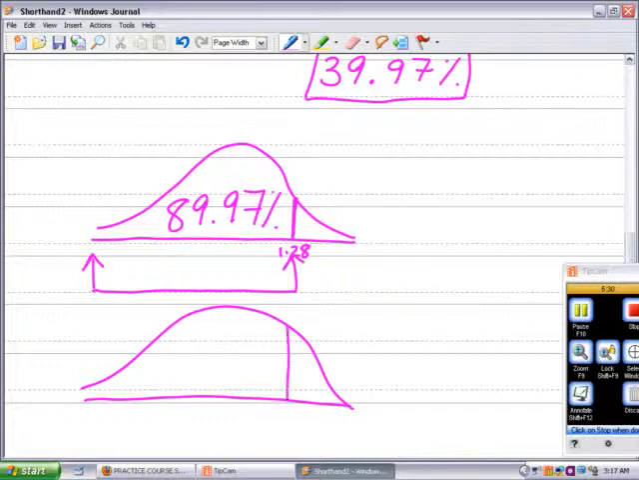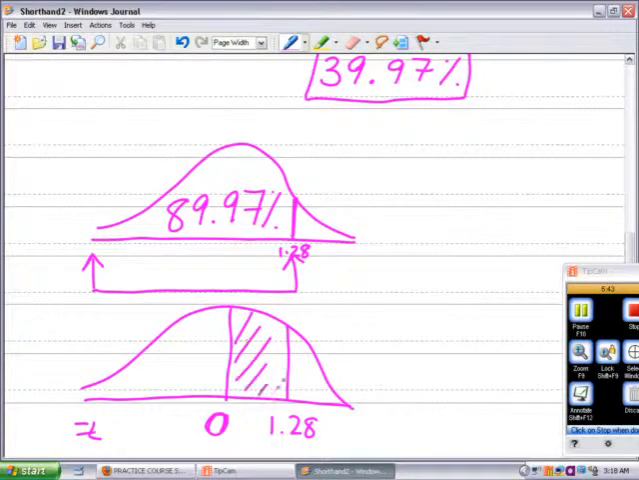Here's our 1.28. Here's our 0. There we go. Our z-scores. We just wanted this piece here. Okay, so we have this whole region, and we need to subtract this piece here in order to get what's left. Okay, so that's exactly what we did, and we knew what it was because it's to the left of 0. Okay?